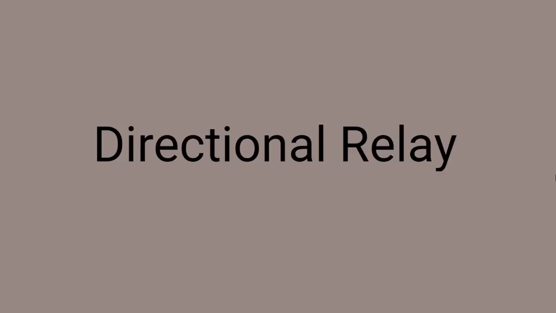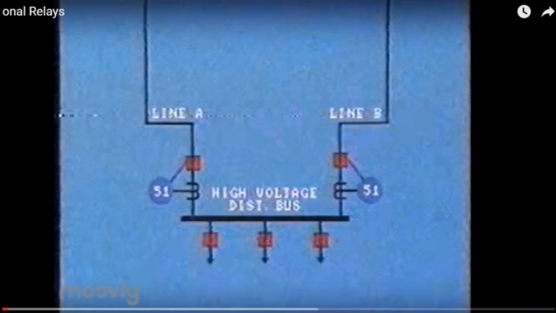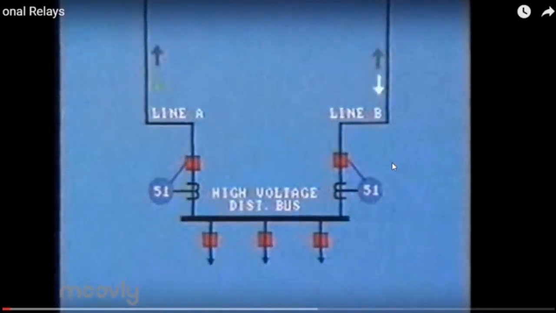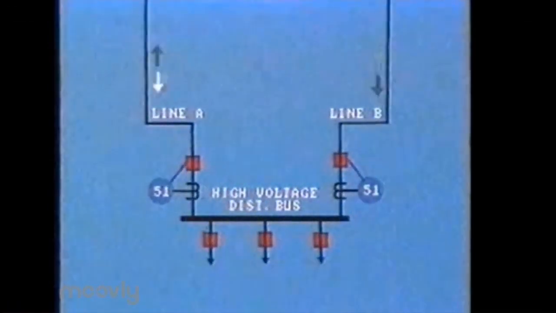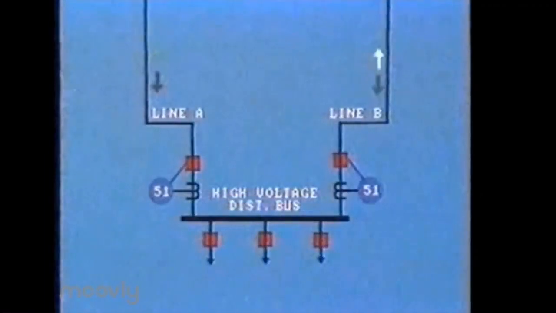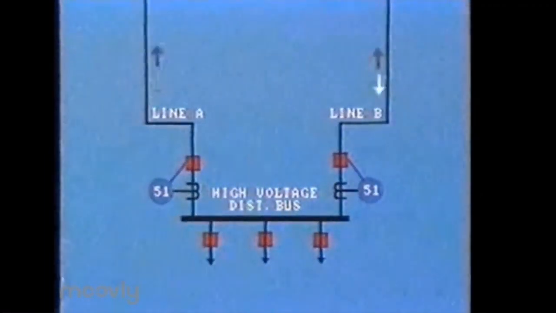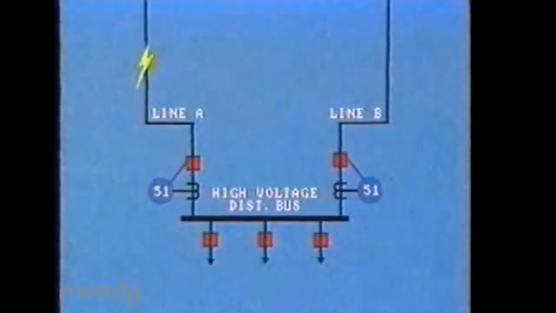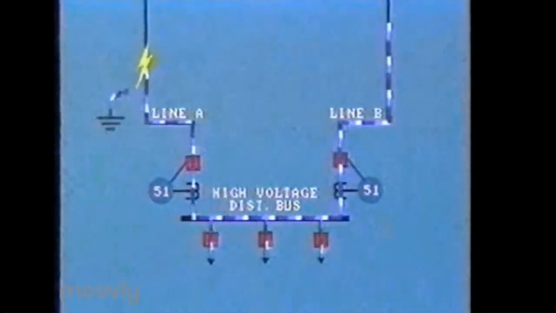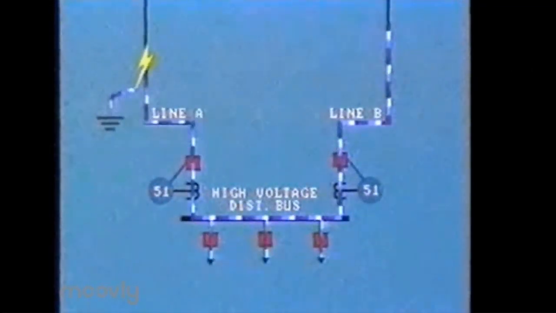Directional relay. Let us see how a directional relay works. Let us consider two lines A and B which carry power into the bus and outside the bus. When, due to fault conditions in line A like an LG fault, the current travels from line B to the bus and from the bus to line A.